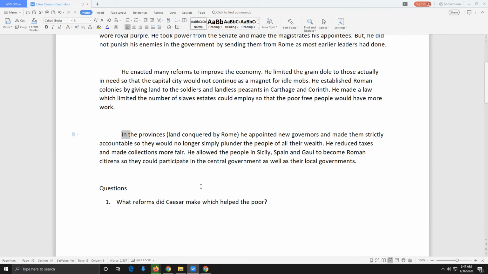In the provinces, land conquered by Rome, he appointed new governors and made them strictly accountable, so they would no longer simply plunder the peoples of all their wealth. He reduced taxes and made collections more fair. He allowed the people in Sicily, Spain, and Gaul to become Roman citizens, so they could participate in central government as well as their local governments.